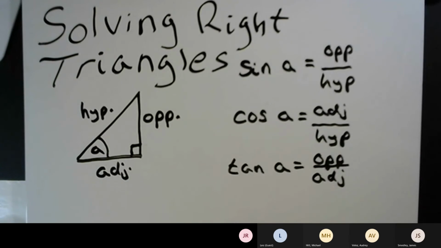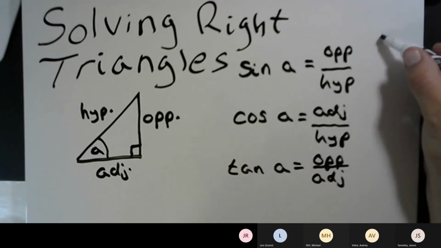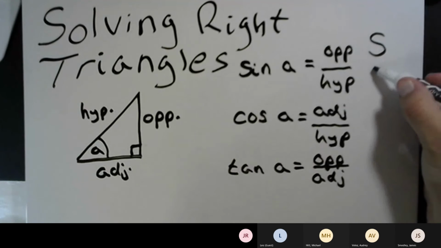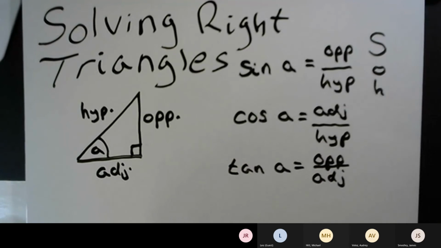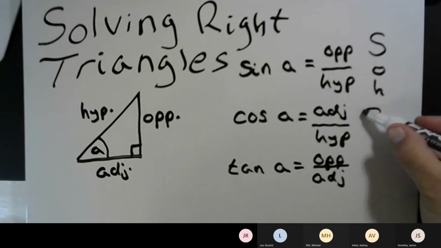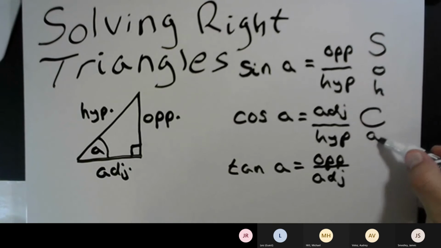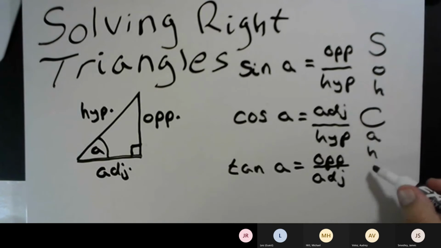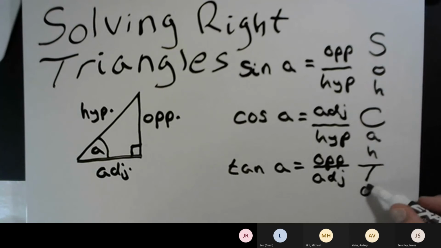And the way we could remember this, there's a little mnemonic. It's SOHCAHTOA. So sine is opposite over hypotenuse. Cosine is adjacent over hypotenuse. And tangent is opposite over adjacent.